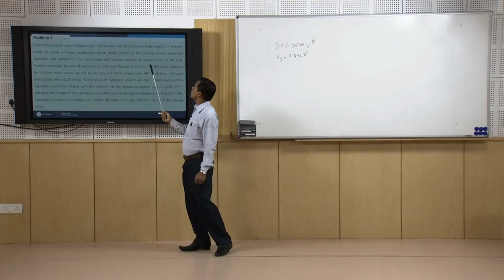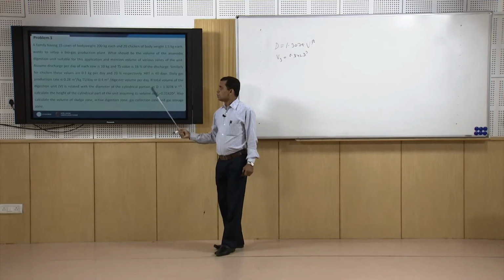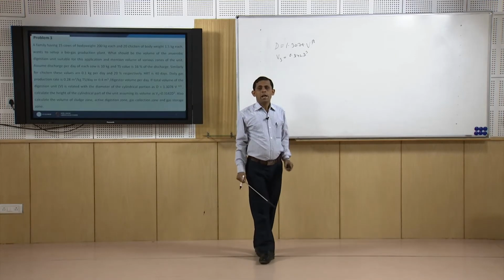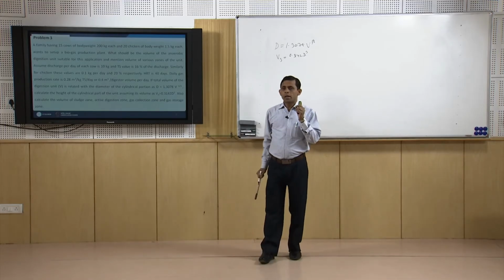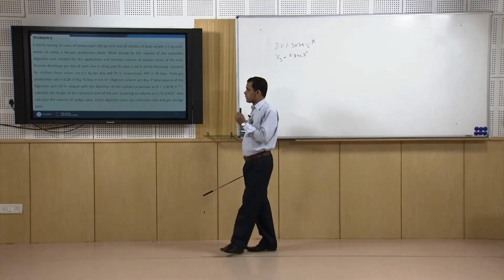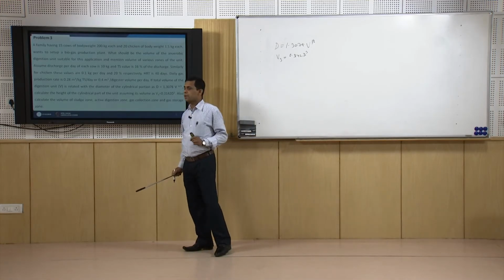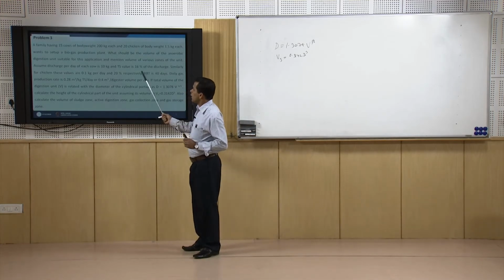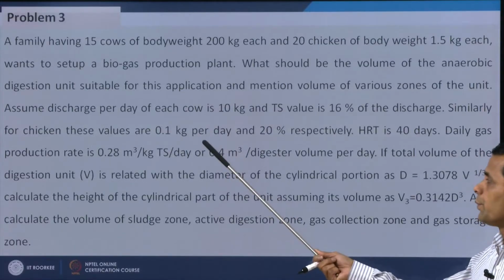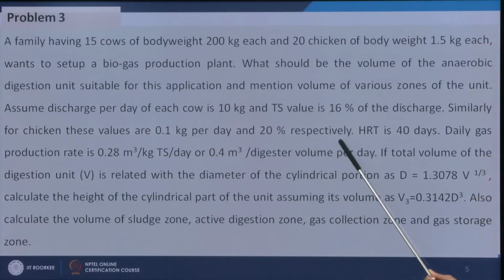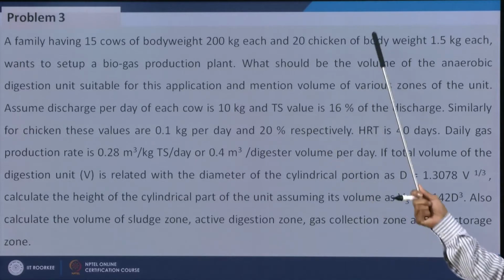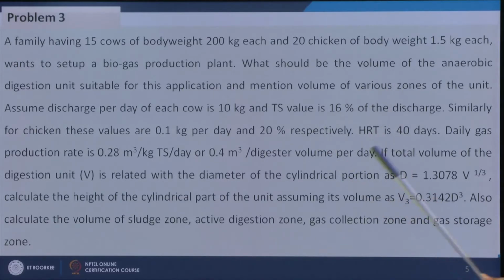So, this is already discussed, various zones of the unit. So, this is the statement. We have been given the number of cows and number of chickens available in the family, and discharge per cow and per chicken is given, and the K values are also given, which will be used, and the TS present in these two discharges is also given. V and D relation is also given.